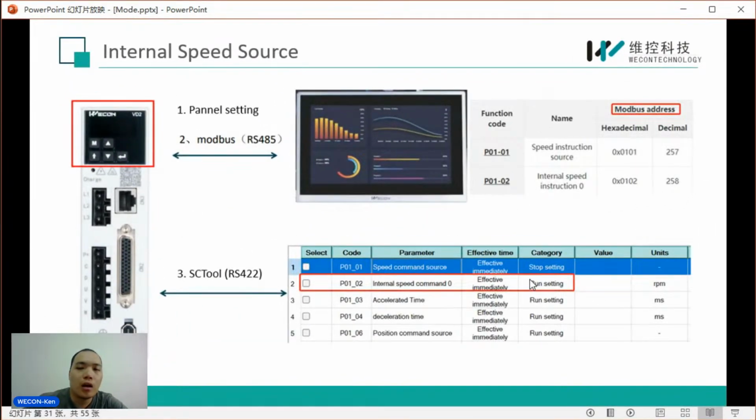Here is about how to use the internal speed source. We can use the panel, Modbus and SC2 to set it. However, we usually use this function through Modbus because the panel setting is so inconvenient, and the SC2 is mostly used in debugging. It is impossible to use SC2 when the machine is working.